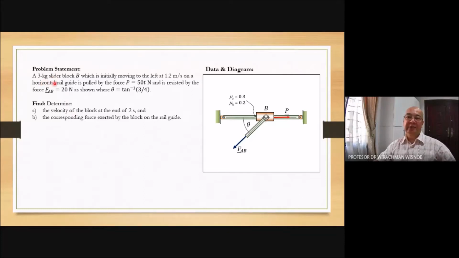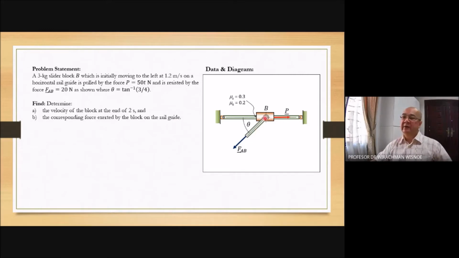A 3 kilogram slider block B, which is initially moving to the left at 1.2 meters per second on a horizontal rail guide, is pulled by the force P = 50T Newton and is resisted by the force F_AB = 20 Newton as shown, where theta is arctangent 3/4. Determine A, the velocity of the block at the end of 2 seconds, and B, the corresponding force exerted by the block on the rail guide.